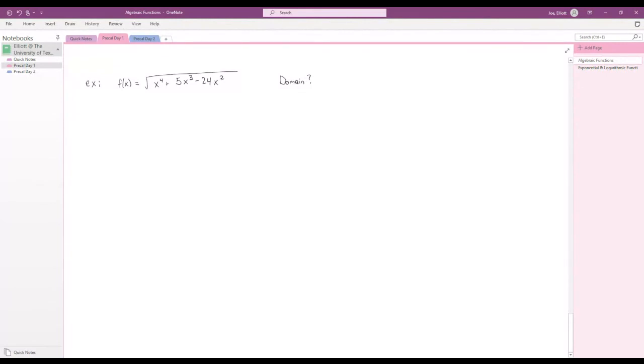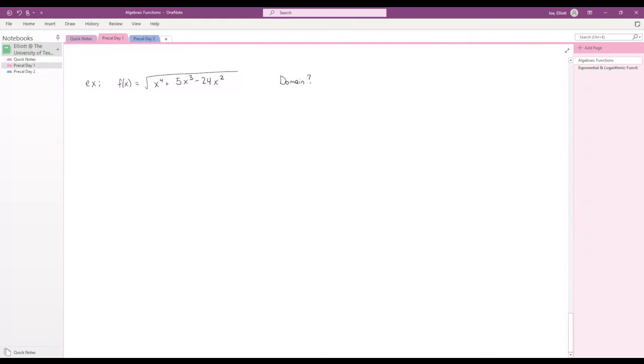Okay, all right. So I have this new function which has a square root involved, which is something new. And for this problem, I just want to think about what the domain of this function would be. Okay, so someone gave an answer. It wasn't quite right, but they were on the right track.